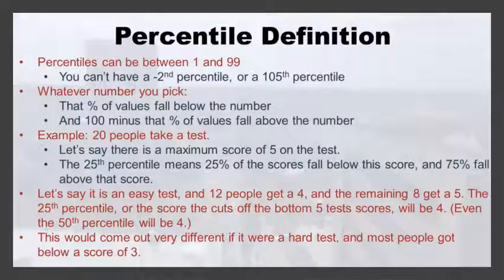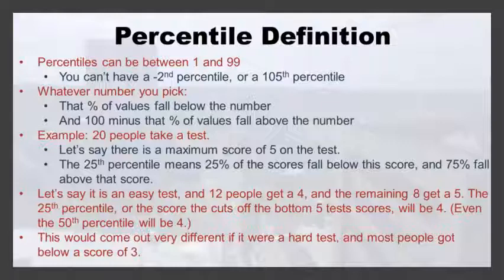All right, so percentile definition. Remember on the previous slide when I told you what it meant when you said something falls within a certain percentile? There are a couple rules that you need to know when dealing with percentiles. First of all, percentiles have to be between 1 and 99.